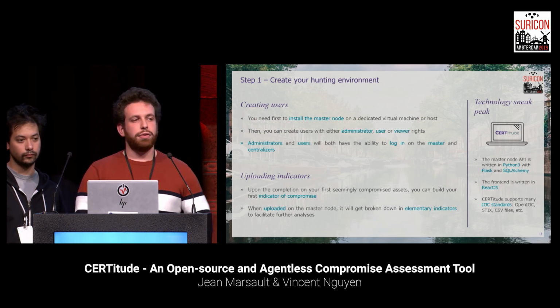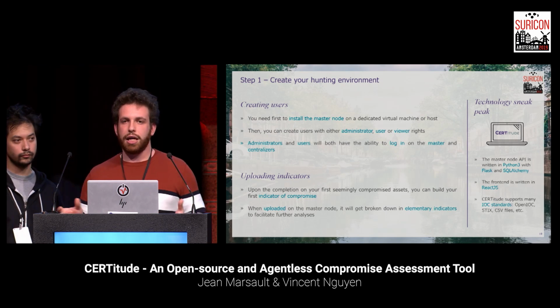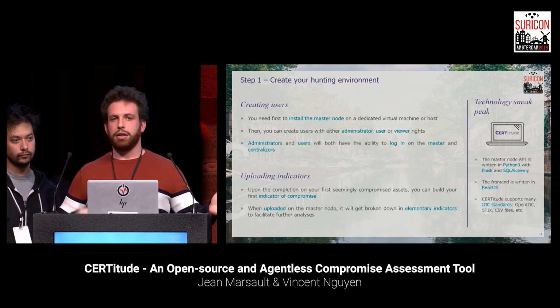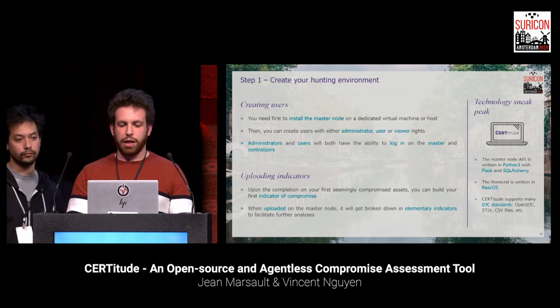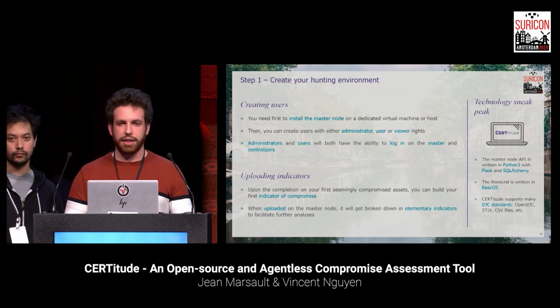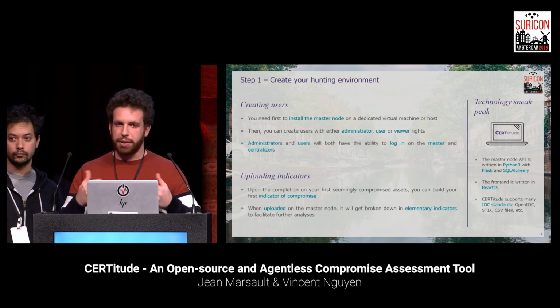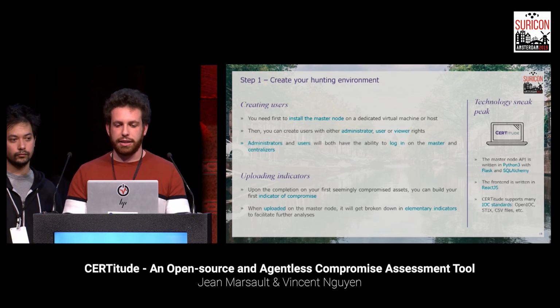Then, when you have configured this first master node, you need to give IOCs to it. So IOCs are, in general, a collection of small elementary indicators that, for example, target processes, services, registry keys, connections, DNS entries, etc. So what we wanted to do was to take this IOC and to parse it and to split it into these elementary indicators that will facilitate the analysis after.